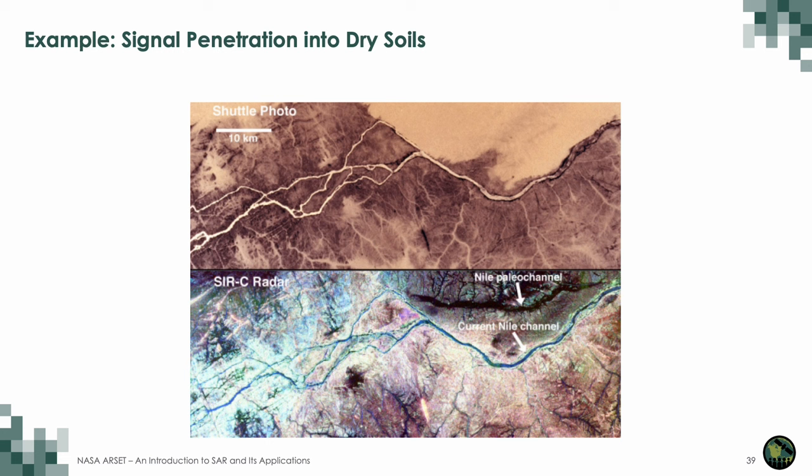It is a false color image using a combination of L-band and C-band at different polarizations. The radar image shows a previously unknown paleo channel lying north of the Nile, that dark band. And this paleo channel cannot be seen on the photograph. These observations indicate that the course of the Nile recently shifted to the south due to relative uplift of adjacent regions of the Nubian soil.